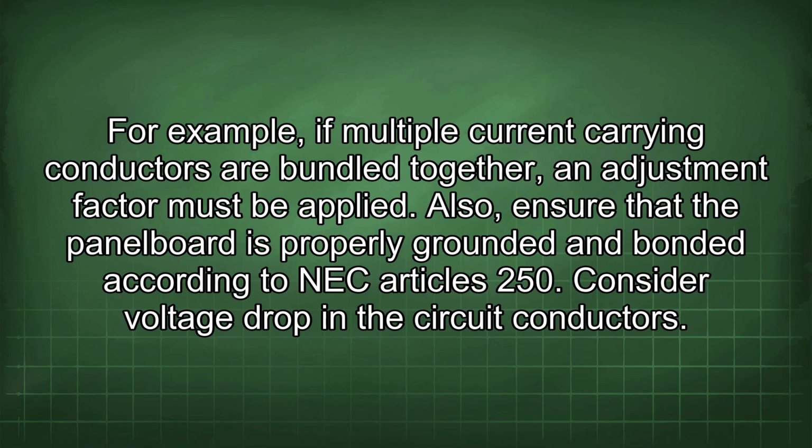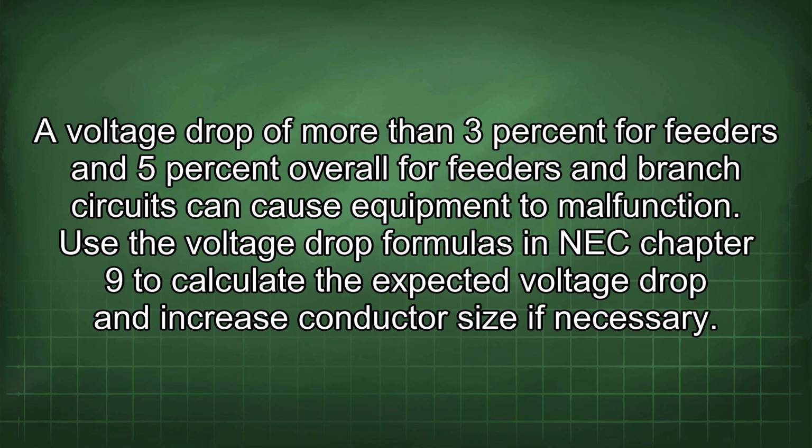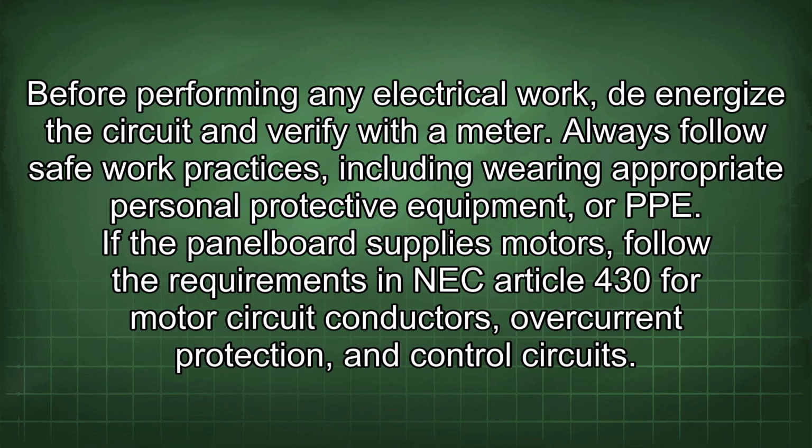Consider voltage drop in the circuit conductors. A voltage drop of more than 3% for feeders and 5% overall for feeders and branch circuits can cause equipment to malfunction. Use the voltage drop formulas in NEC Chapter 9 to calculate the expected voltage drop and increase conductor size if necessary. Before performing any electrical work, de-energize the circuit and verify with the meter. Always follow safe work practices, including wearing appropriate personal protective equipment, or PPE.